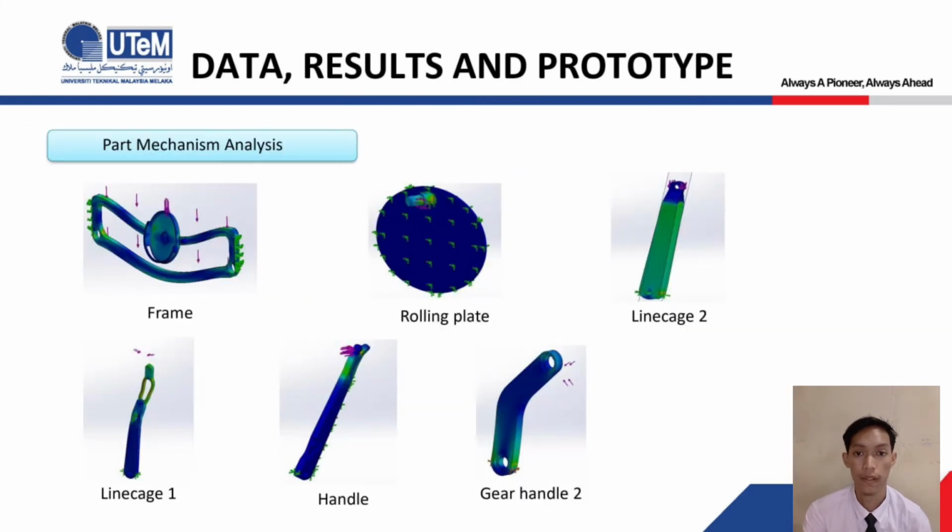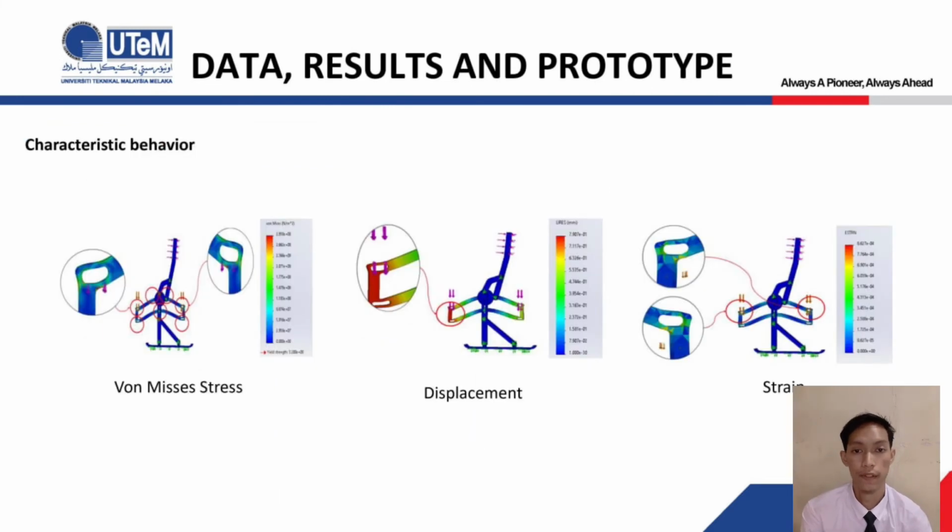Okay, second, as you can see here, this is the part mechanism analysis for a certain part of the design. This part mechanism analysis has been done to make sure the material used and design won't fail during the actual application. And we can also know the highest stress spot that is possible to fail during the experiment. Okay, for characteristic behavior, as you can see here, there are 3 diagrams. The first diagram is von Mises stress analysis, the second one is displacement analysis, and the third one is strain analysis.